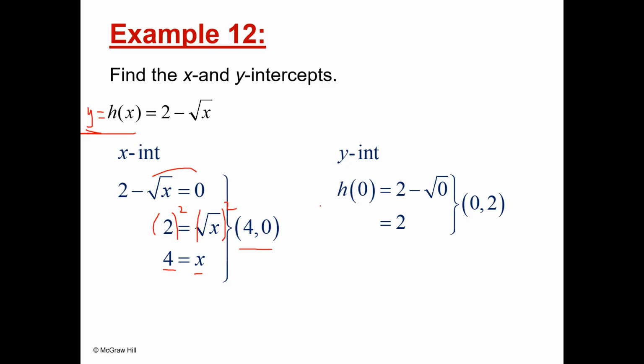For the y-intercept, again, we take x equal to 0. The same thing as we did in the previous slides. y equals h of 0. Take x equal to 0 and replace it in h of x here. You will get 2 minus radical 0. Radical 0 is 0, and 2 minus 0 is 2. So the y-intercept is (0, 2).